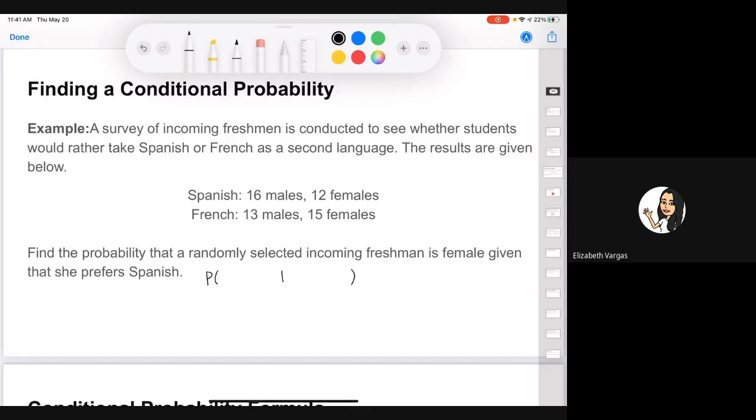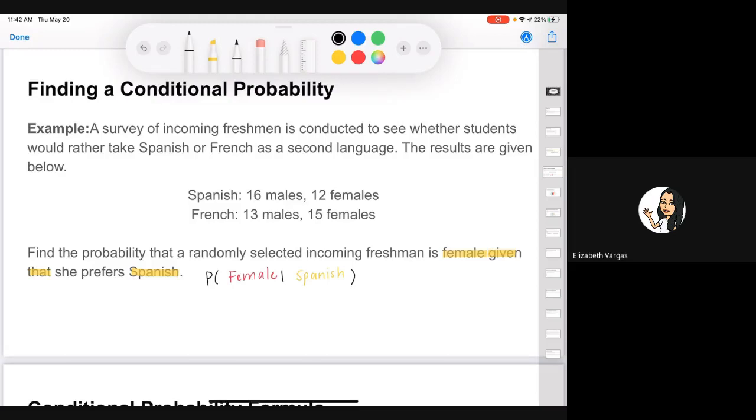Whenever we see "given," that is our event that has already occurred. So given that she prefers Spanish, given that someone has already selected Spanish, what is the probability that that person who has selected Spanish is a female? That's how we notate it. The last part is the event that already occurred, and what we're trying to calculate is the probability that it is a female.